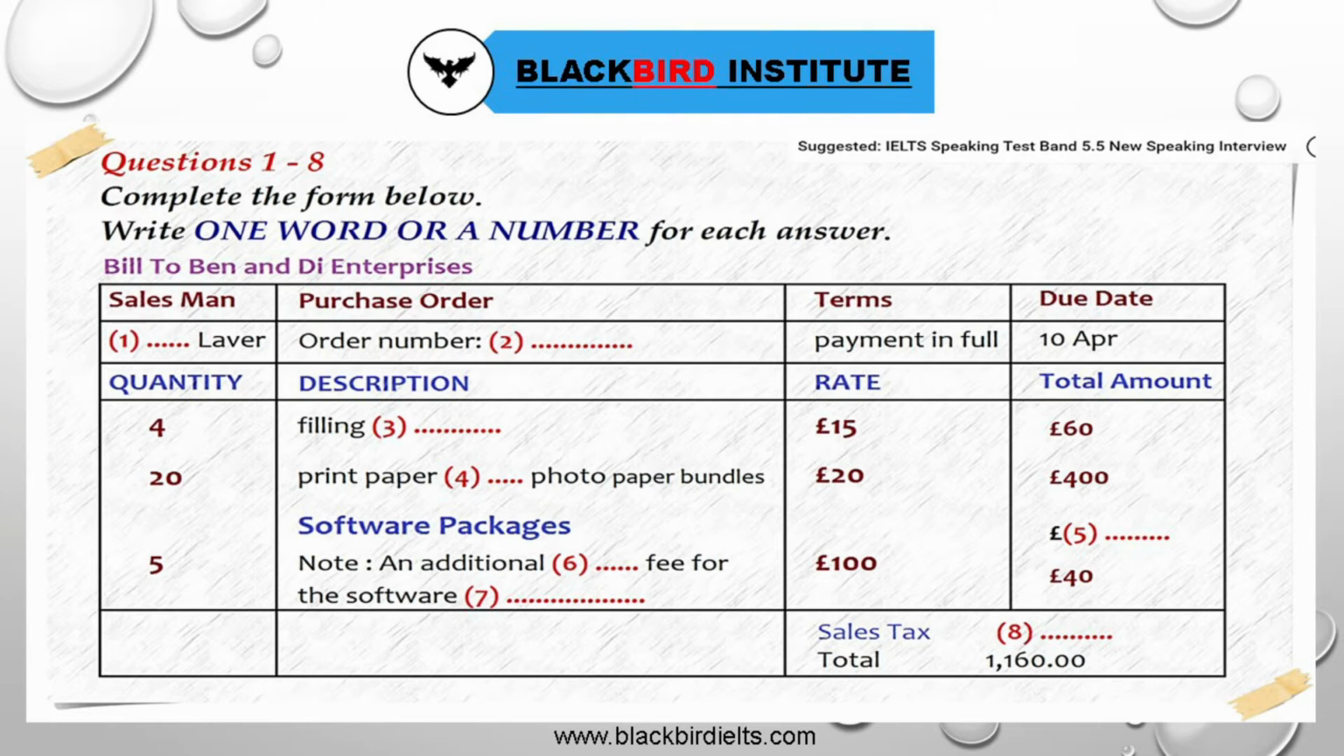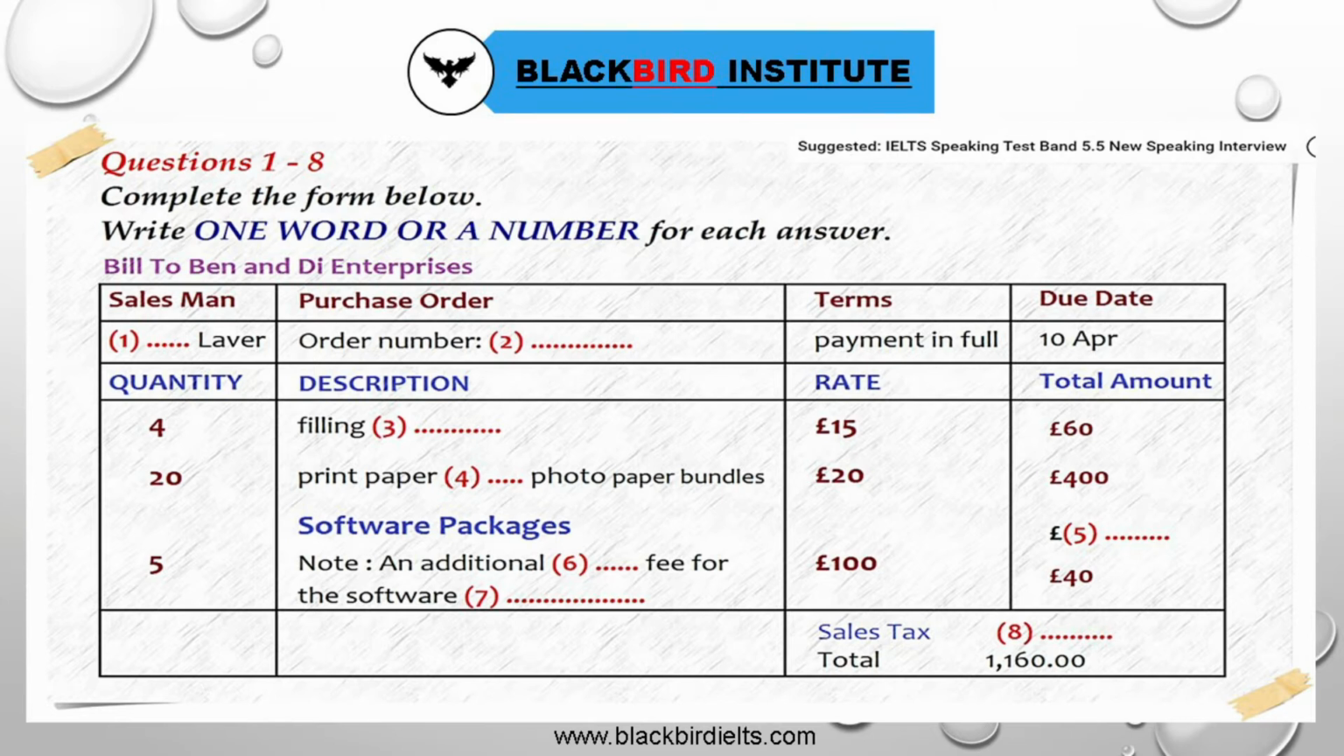Laver. Your order number is 6589B521. You're paying in full, is that right? Yes. OK. Today's the 4th of April, so we'll put a due date of the 10th on there. Now, do you remember your order details? Yes. First there was the filing cabinets. Of course, for a rate of £15 each.